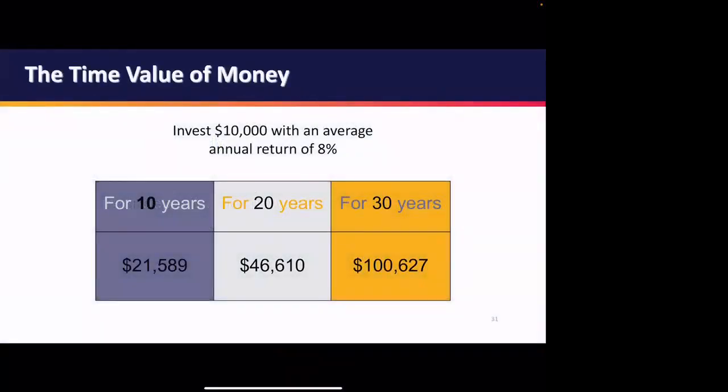Talk a little bit about time value of money. Again, this gets back to investing early. If you were to put $10,000 in an investment and it earned 8% per year, if you held that $10,000 investment for 10 years, it would more than double 10 years later. It'd be worth $21,000. If you let it run for 20 years, it'd be worth $46,000. And if you let that $10,000 investment run for 30 years, it will be worth more than $100,000, again, based on these assumptions. So the concept here is the longer you let your money work for you, the better off you're going to be.